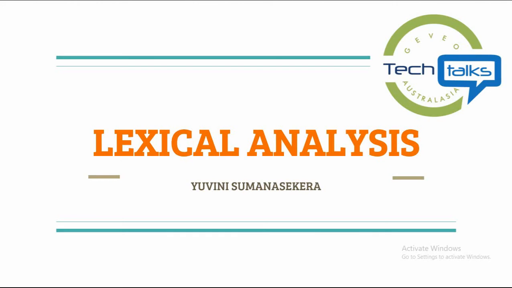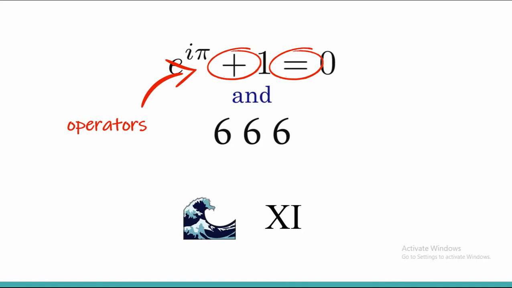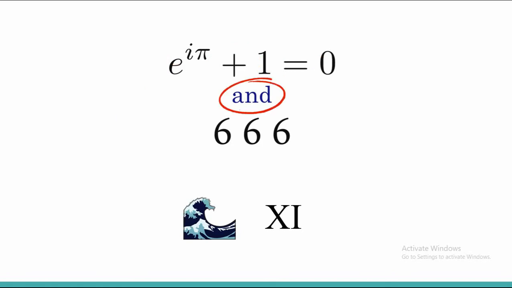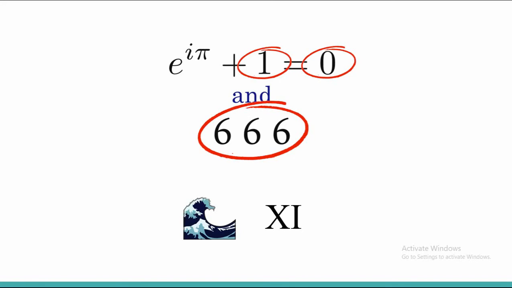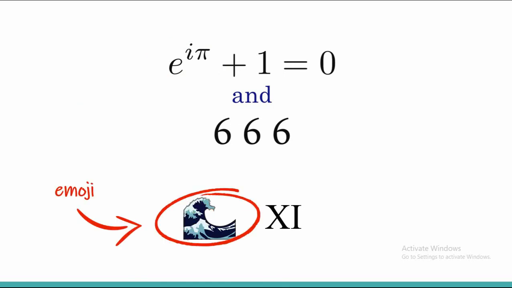Before we start off, I want you guys to look at this slide and think of how you would describe these different groupings of characters. For example, I'm pretty sure most of you would say characters like this would be operators. Something like this would be a word. These would be numbers. And let's just say for now that these are symbols. And finally, this would be an emoji.